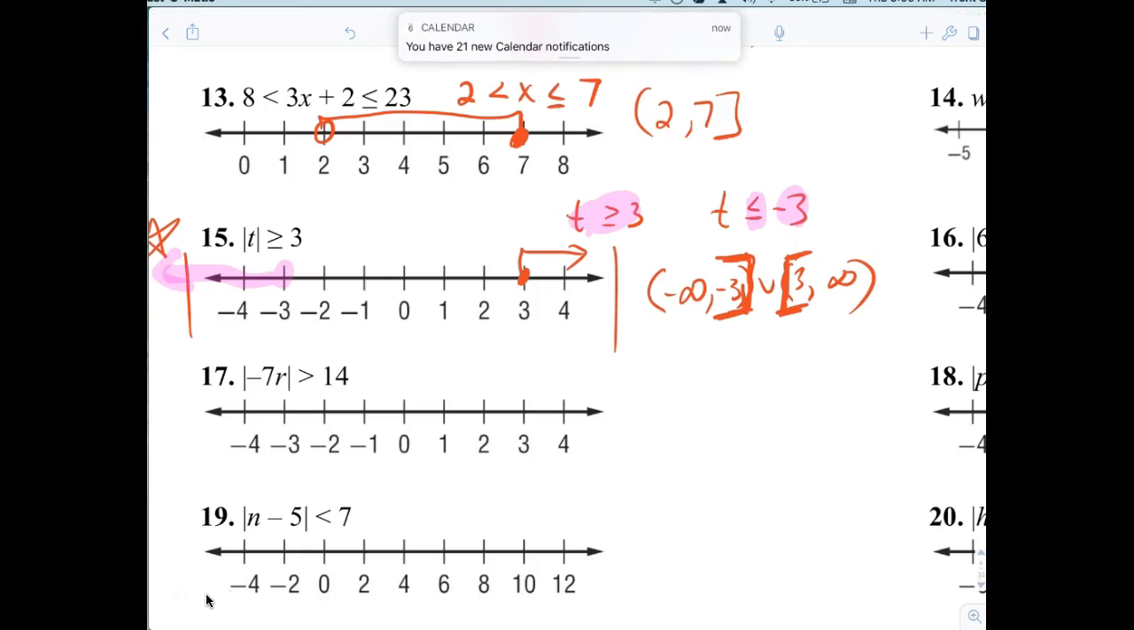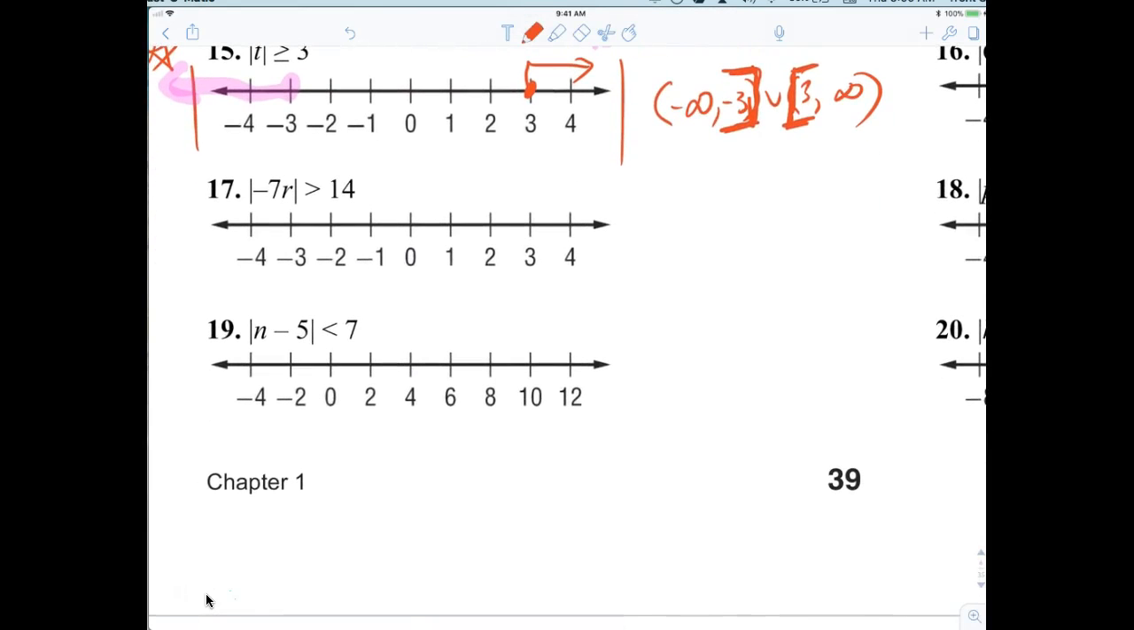All right, here we go. So for number 17, -7r is greater than 14. -7r is less than -14. So r is less than -2. R is greater than 2. All right, so you're supposed to visualize that. Less than -2, greater than 2. That's an or statement. So we have from -infinity to -2, union 2 to infinity.